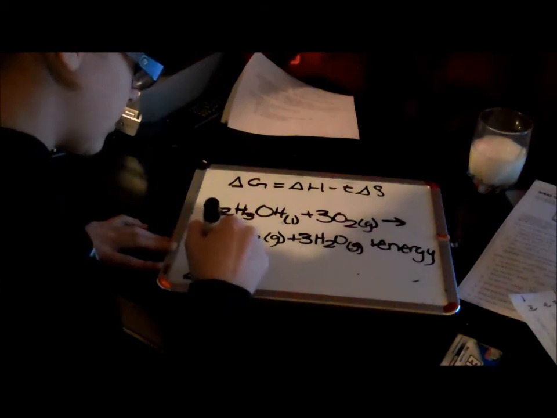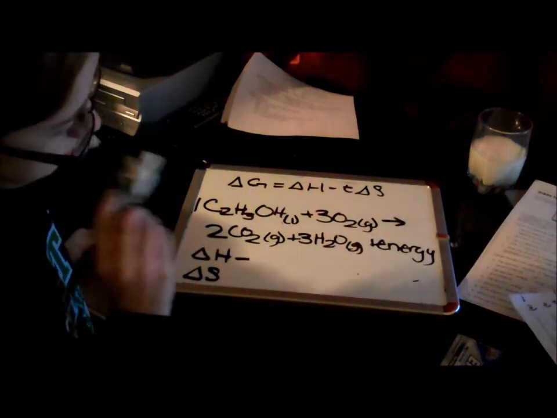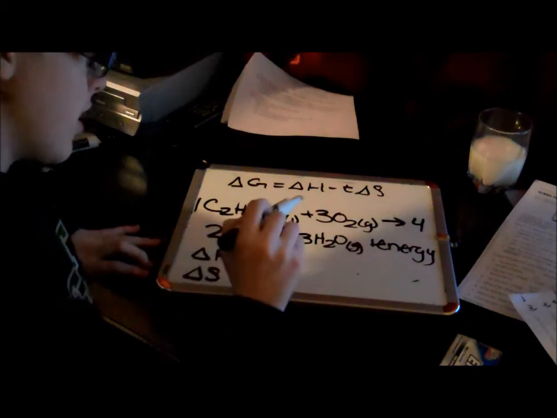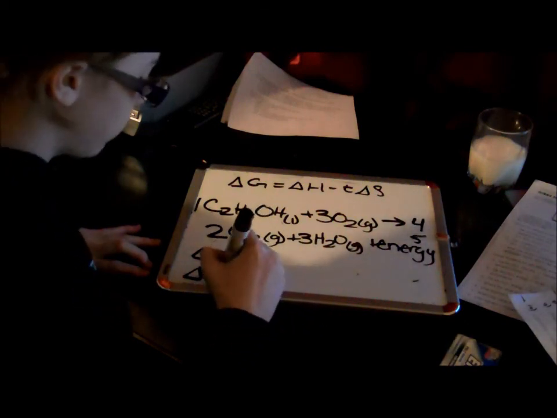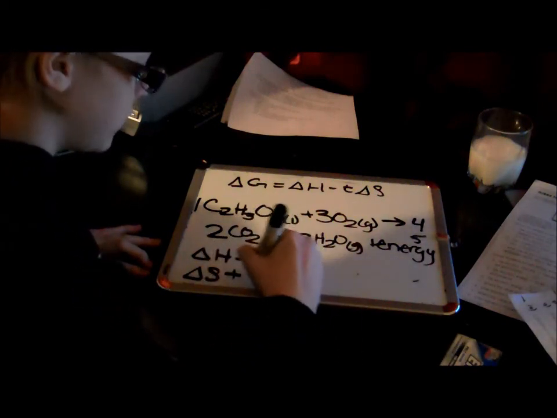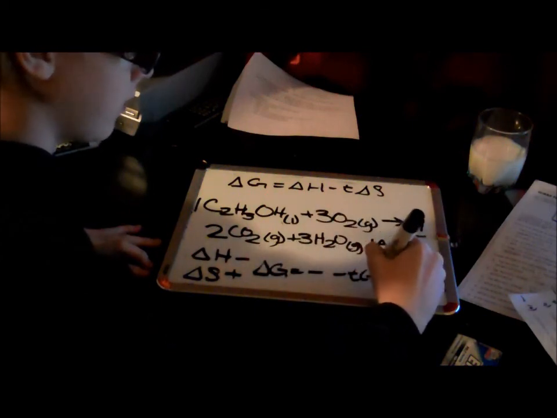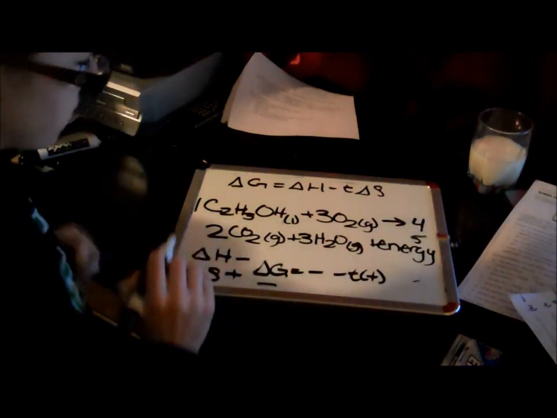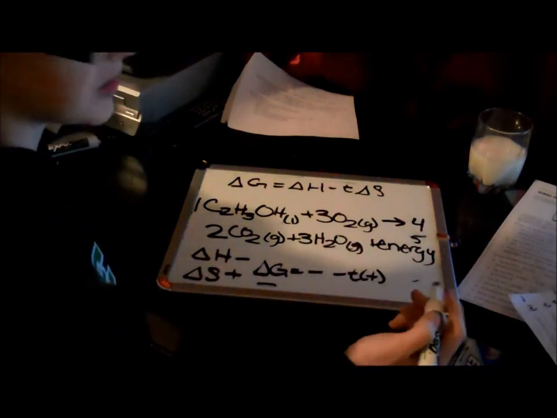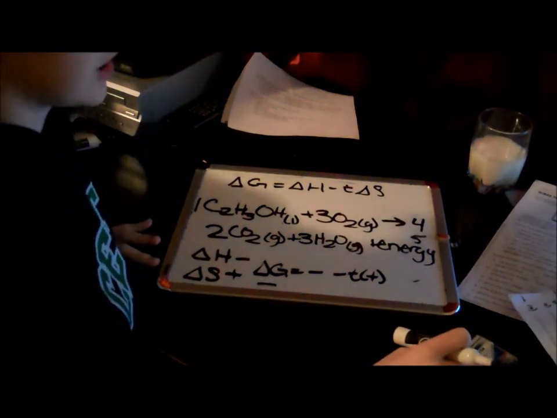Delta S, well, let's see. We've got 1 mole of C2H3OH and 3 moles of O2, which is 4. And we've got 2 moles of CO2 and 3 moles of H2O, which is 5. Well, delta S is still increasing. So delta G equals a negative minus T times a positive. Well, a negative minus a positive is always going to be negative. So this particular reaction is always going to be spontaneous because the Gibbs free energy is negative. Well, that's a brief introduction to Gibbs free energy. I hope that helps.